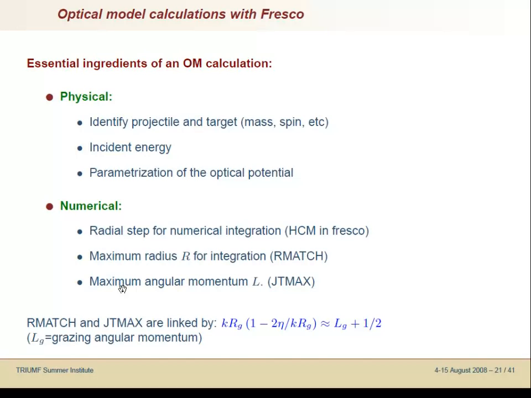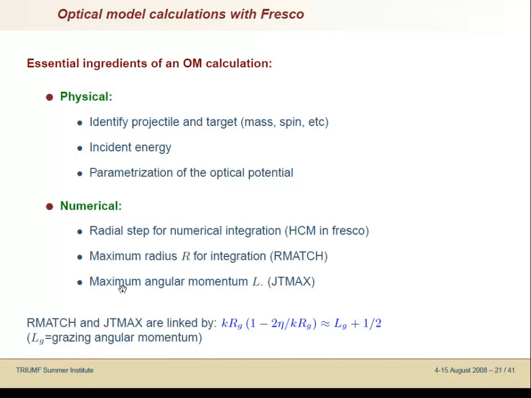The numerical step for the integration, that is, we have to solve a one-dimensional Schrödinger equation for each angular momentum, as Filomena has shown. Okay, so we have made a partial wave expansion of the wave function. So we have an equation for each partial wave. Okay? So Fresco will solve numerically this Schrödinger equation. So we have to provide it with a step. Typically, the step has to be small enough. If we use a step that is too large, Fresco will complain. So the latest version of Fresco will warn us about this.